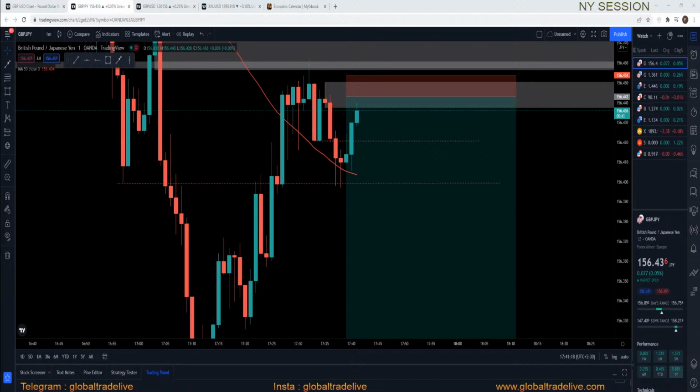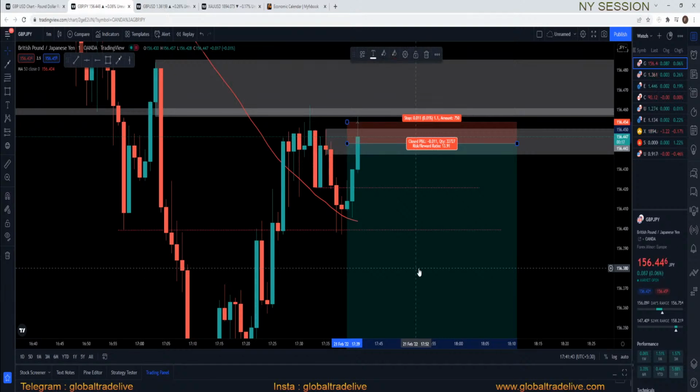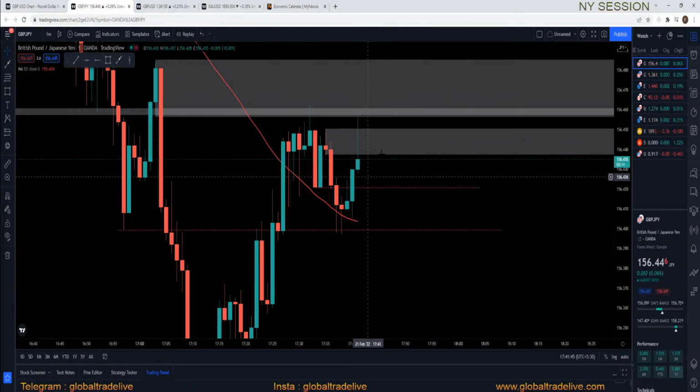Took a sell trade over here. Kept my stops. Oh, it just hit the stop. Yeah, it just hit the stop, like 1 pip. Stop was just 1 pip. So it hit the stop. Oh, look here. It's grabbing liquidity, I think.